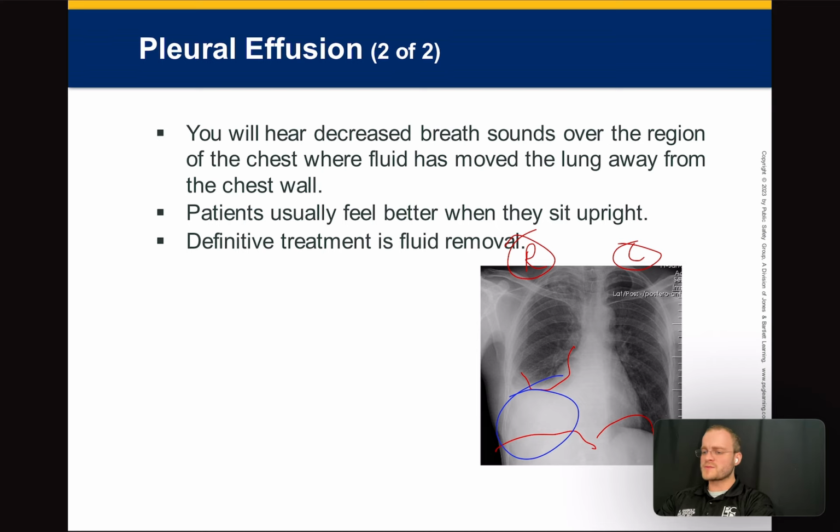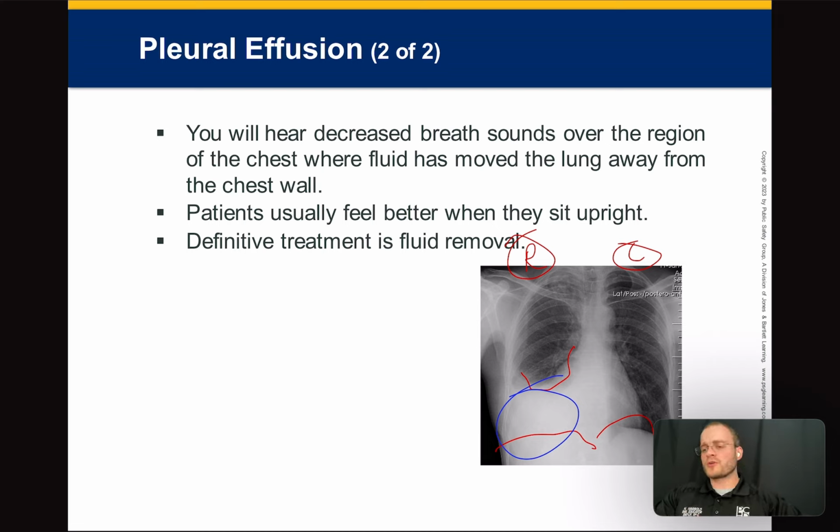We don't do this in the pre-hospital environment. In fact, we don't really do this in the ER very often, but it is to remove the fluid or to just sit and wait and let the body reabsorb the fluid. But that's rare. You don't really need to know the treatment for this. It's supportive care for us. So we might have to give them some oxygen, and coach their breathing.